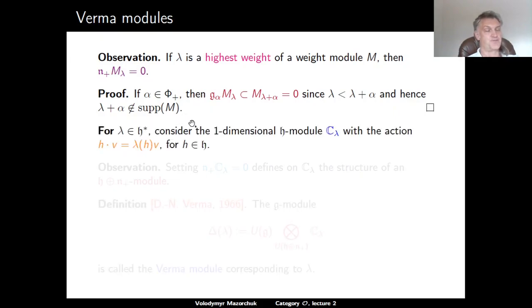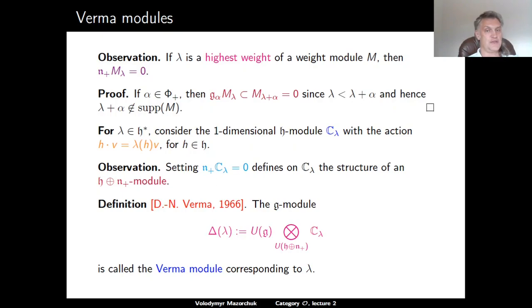So now, for a weight lambda, consider the corresponding one-dimensional H module C lambda, on which elements of our Cartan subalgebra act via scalars prescribed by lambda. Now we can take N plus and postulate that N plus kills our C lambda. In this way, we define on C lambda the structure of a module over the Borel subalgebra H plus N plus.